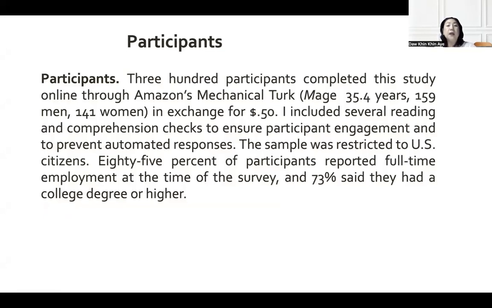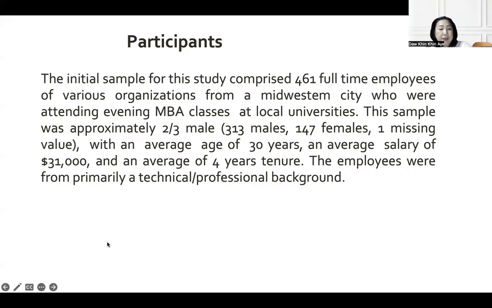If you look at it here, 300 participants completed this study online through Amazon Mechanical Turk in exchange for 50 cents. I included several reading and comprehension checks to ensure participant engagement and to prevent automated responses. The sample was restricted to US citizens. This is the inclusion criteria. 85% of participants reported full-time employment at the time of the survey, and 73% said they had a college degree or higher. Maybe these are the kind of inclusion criteria. Now move to the next slide, please.